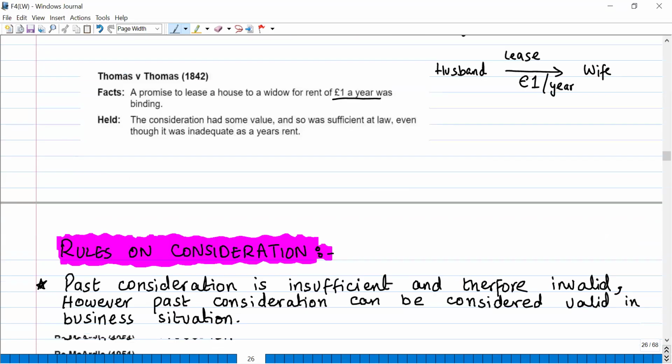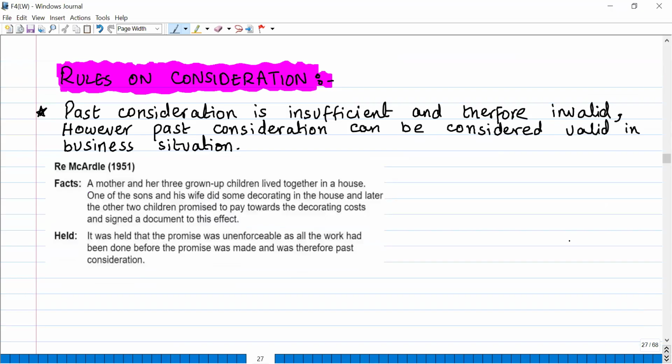Very important point. Rules on consideration. Past consideration is insufficient and therefore invalid. However, past consideration can be considered valid in business situations. Now, what does past consideration mean? Let's understand this with a case. A mother and her three grown-up children lived together in a house. One of the sons and his wife did some decoration of the house.